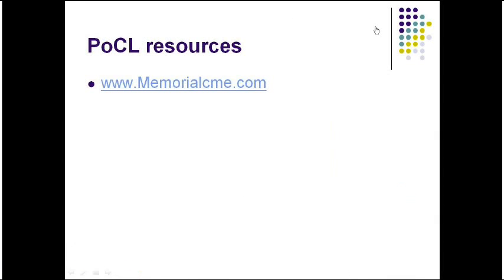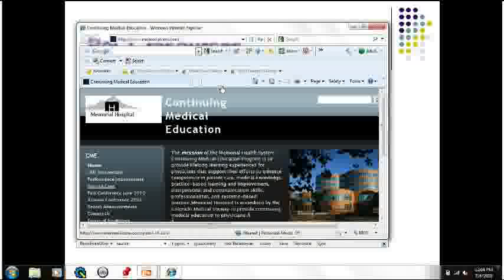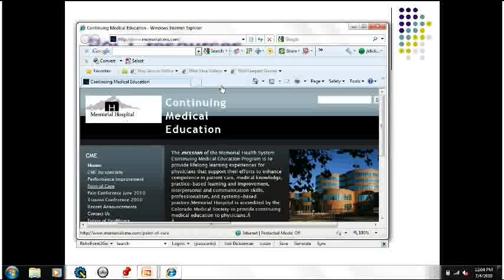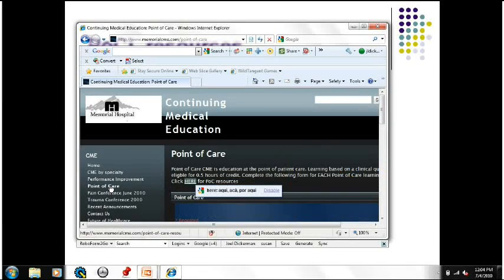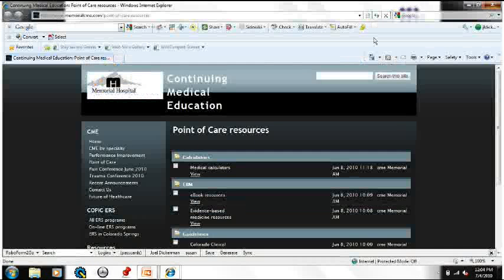To find a listing of point-of-care learning resources, we can go to the memorialcme.com website. Under the point-of-care menu on the left side, we are provided a list of resources for point-of-care learning. These resources are listed under general categories to help assist the user in identifying the appropriate resource.